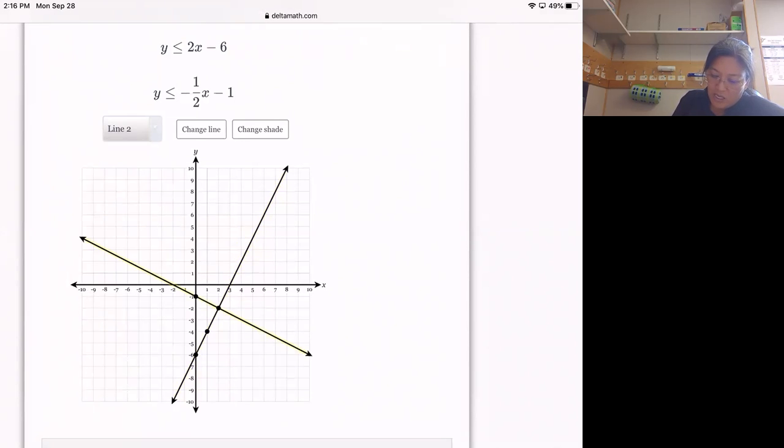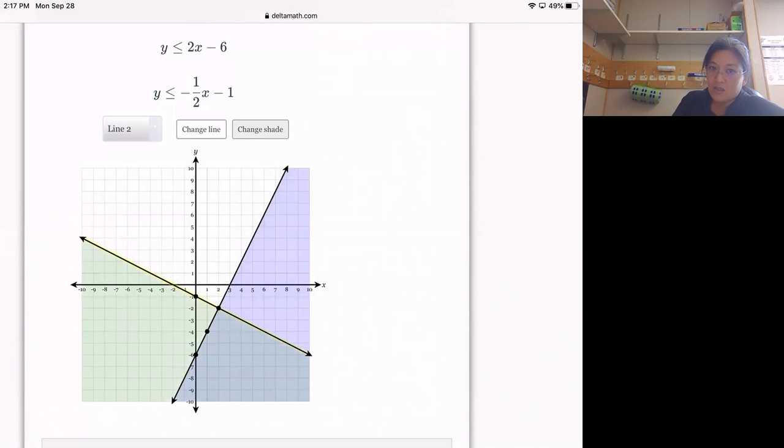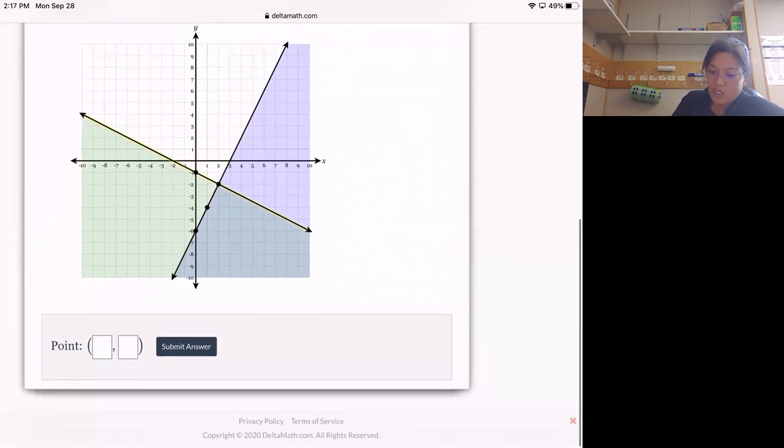Again, that's also solid. What I should have done is gone back to line 1, tested 0, 0. 0 is less than -6 is false. So I'm not shading with the 0, 0. I'm shading on the other side. Drop down, go to line 2. Test 0, 0. 0 is less than or equal to -1 is not true. So the shading is not above. The shading is below.